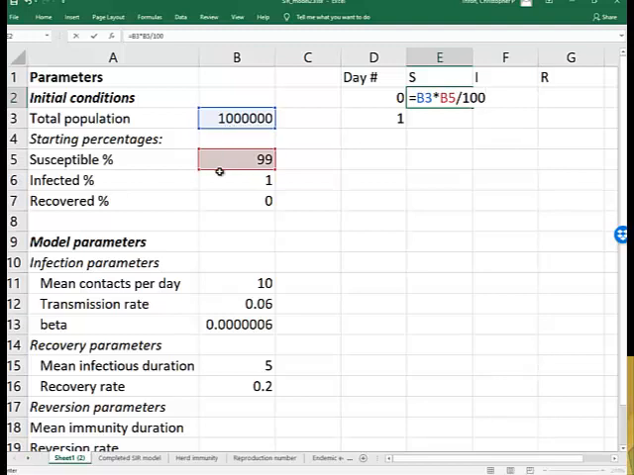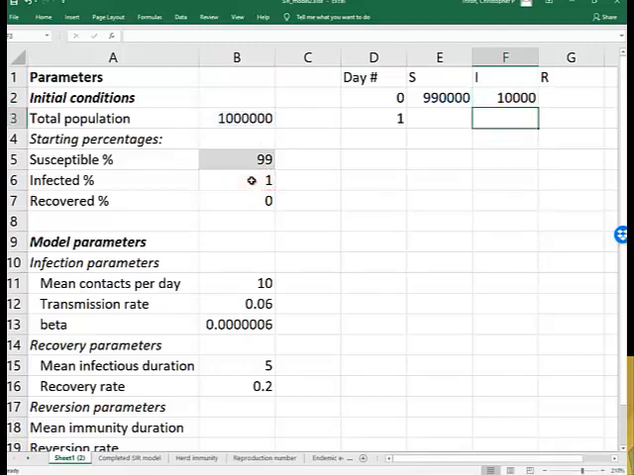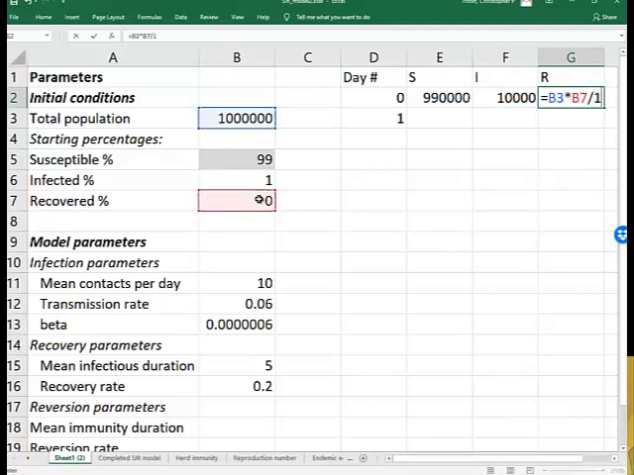Okay, that's the fraction of susceptibles times the total population. So that's my starting number of susceptibles. My starting number of infected is going to be equal to the total population times the percent infected divided by 100. My recovered is going to be the total population times the starting recovered divided by 100.